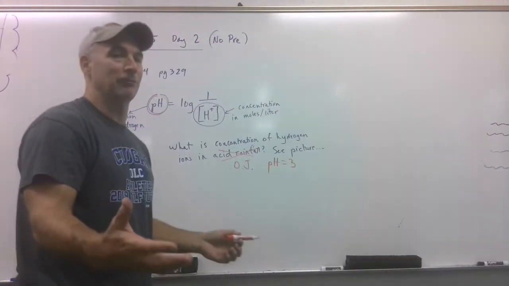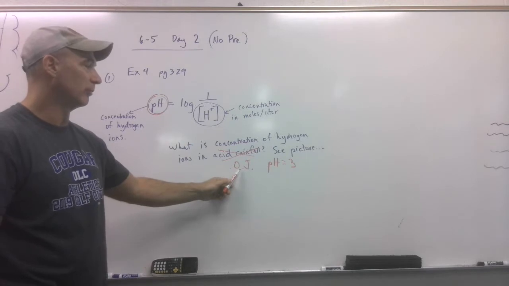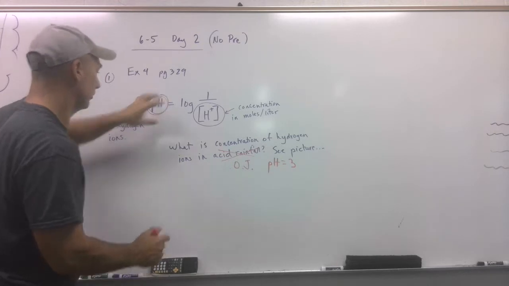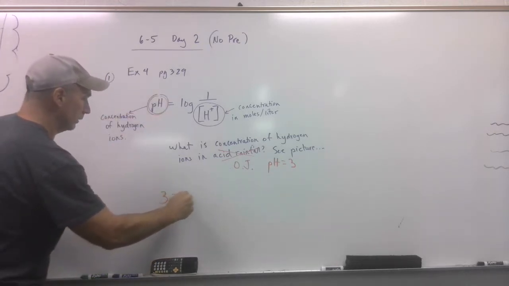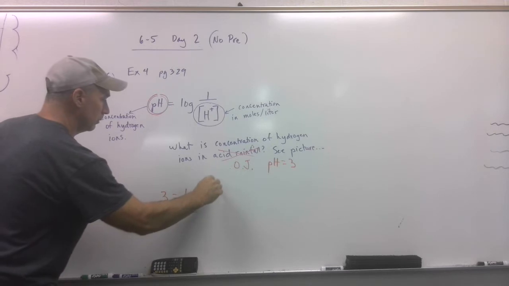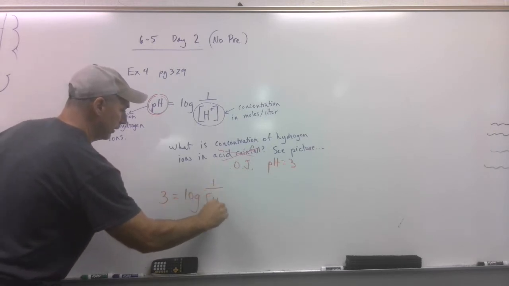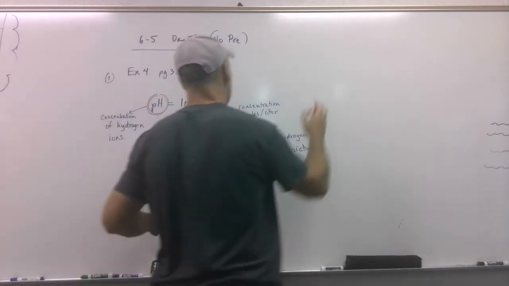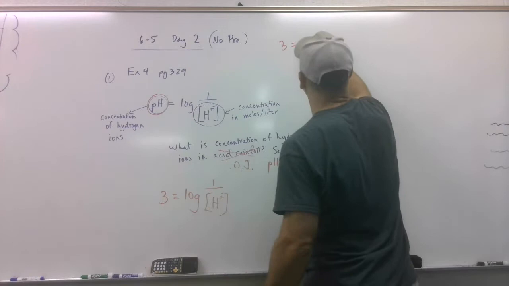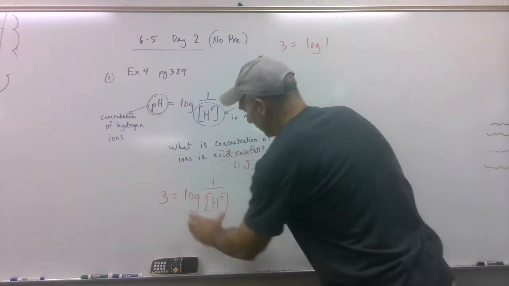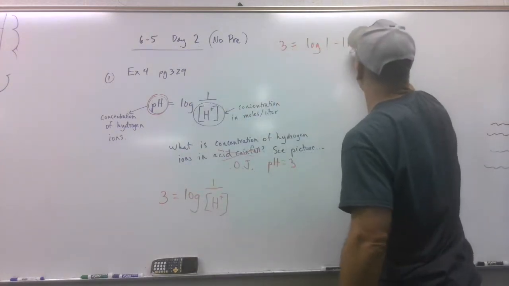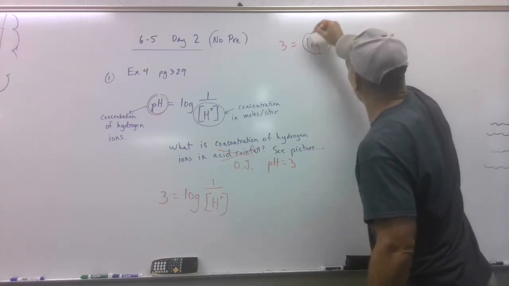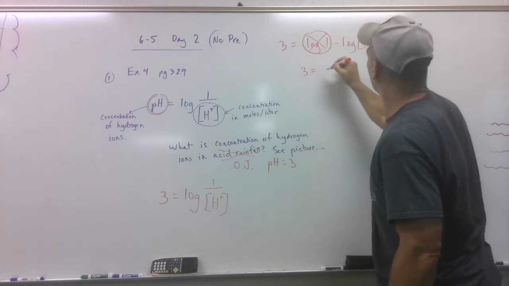So what if they ask you the same question, but now it's about the orange juice? If you look at the picture tells you the pH is 3, so you know what to put in here. You put a 3 equals log 1 over that crazy looking thing. Now we're off to the races. So what does that turn into? It turns into 3 equals, now we're going to take the mole for that log, and we know that this equals 0, so it really turns into this.